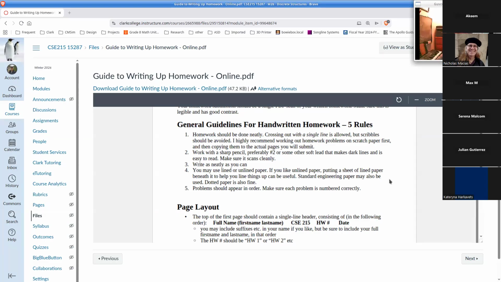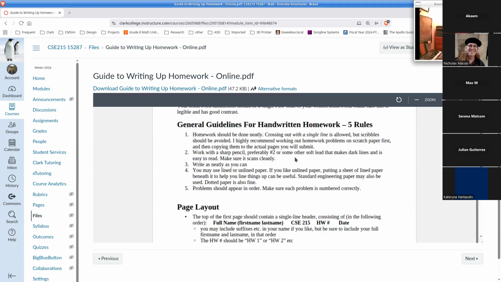Try to write as neatly as you can. You're welcome to use lined paper or unlined or dotted paper, whatever you choose. Try to do your problems in order. So if you're working on questions 2 and 4 from 1.1 and then questions 6, 8, and 9 from 1.3, do them in that order, right?